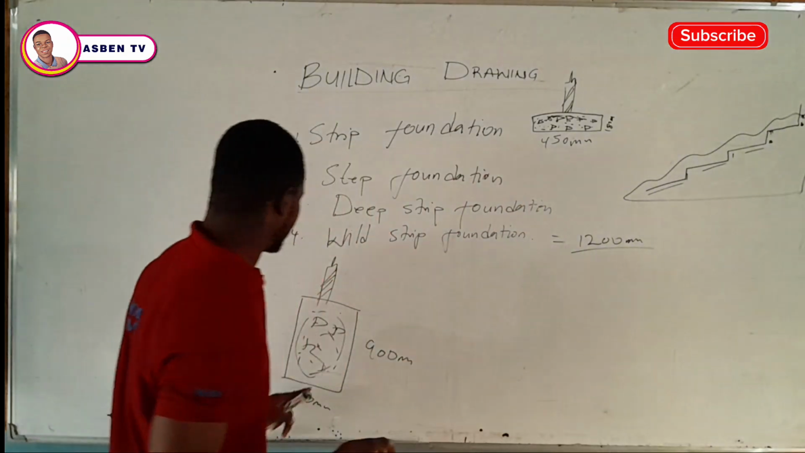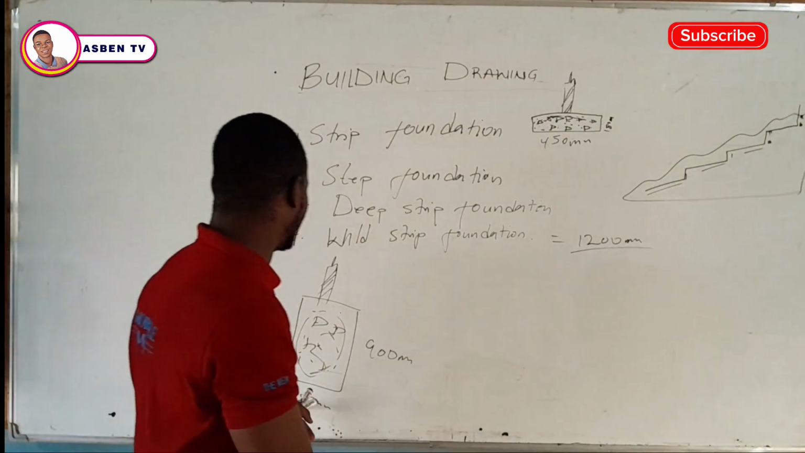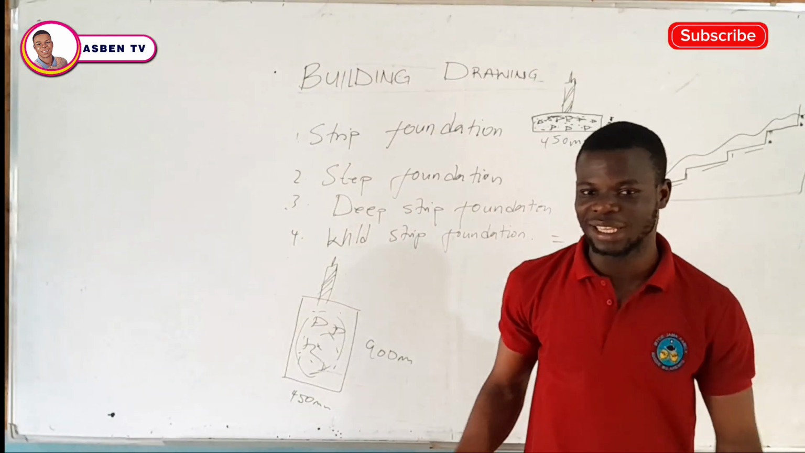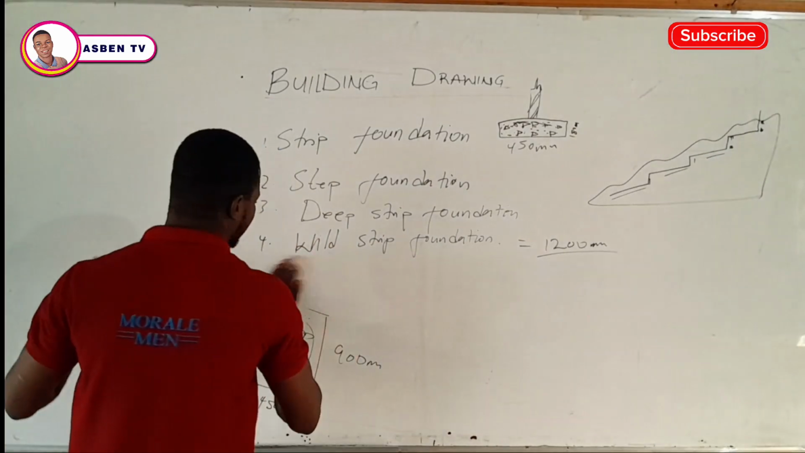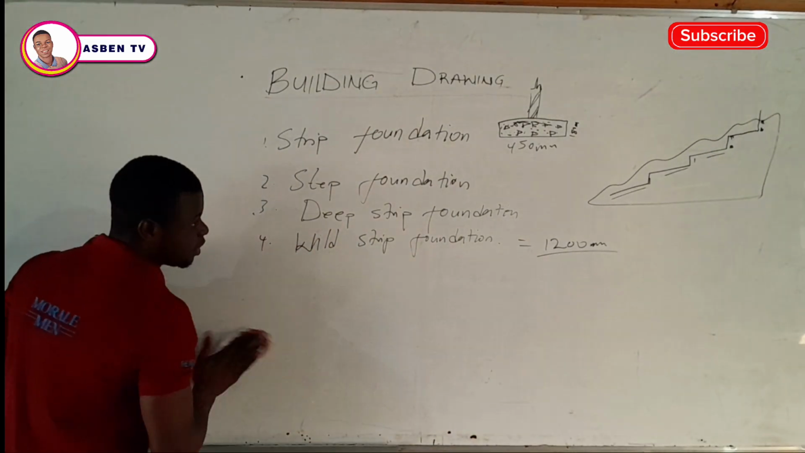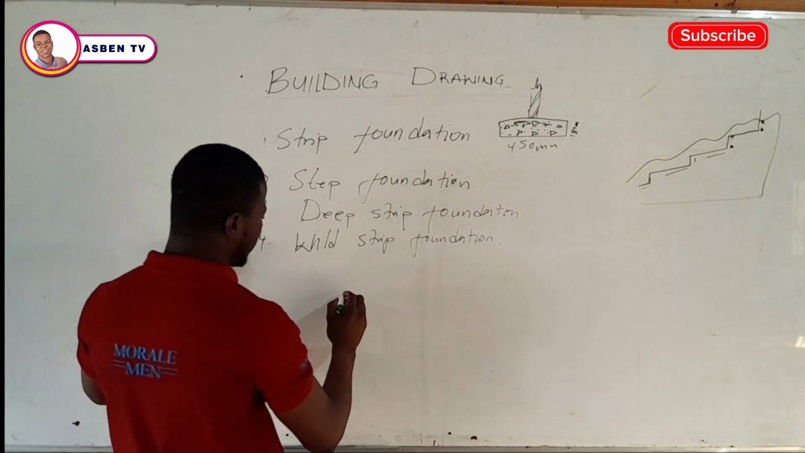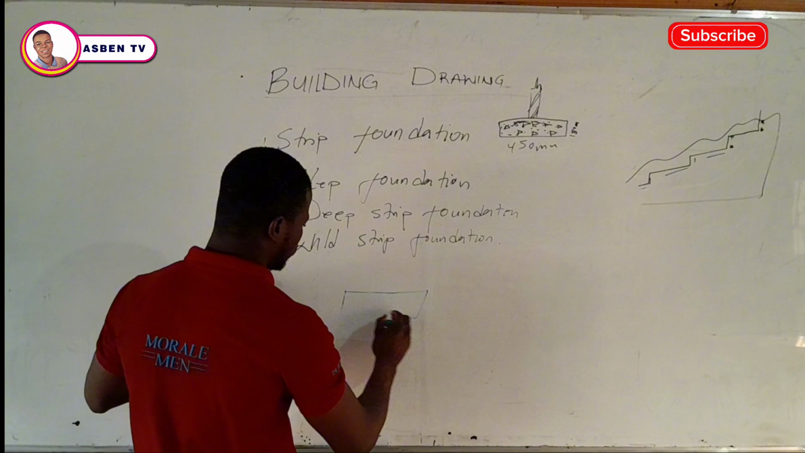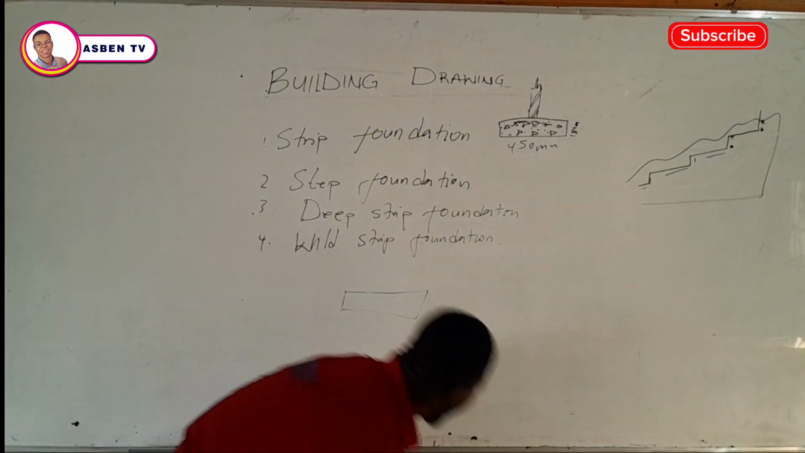It is not strong enough to carry load. In these waterlogged areas, we use deep strip so that we can dig deep down the soil to get a firm foundation for our building. And this is the wide strip foundation. This is how it looks. It is wide, and because it is wide, it can crack.